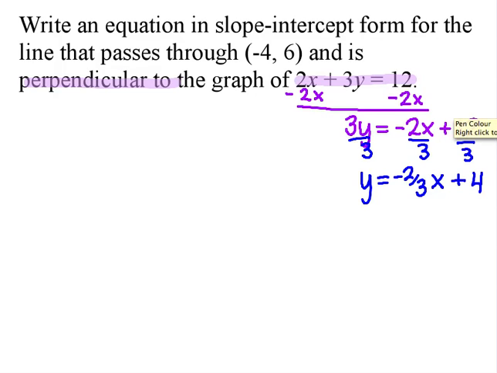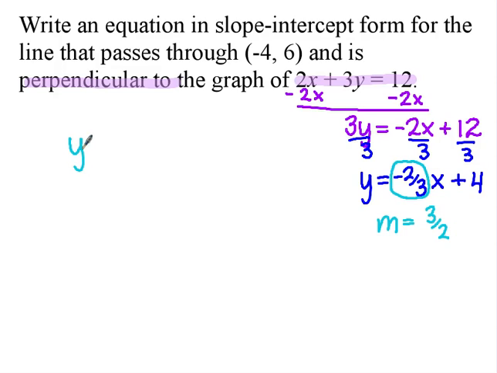So what is the slope of this line? Negative 2/3. I want the slope of a line that's perpendicular to that. And what would the slope of a line that's perpendicular to that be? 3/2. It's going to be the negative reciprocal. So it's going to be the negative flip of 2/3. And so now I'm going to go ahead and start with my equation.